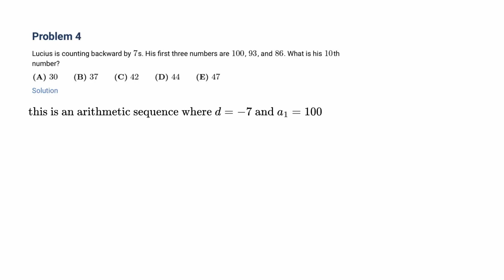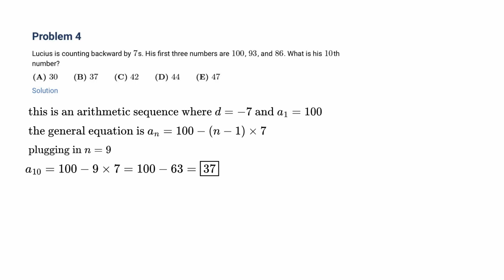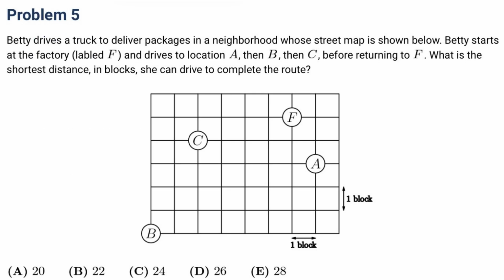For problem 4, the problem is Lucius is counting backward by 7s. His first 3 numbers are 100, 93, and 86. What is his 10th number? This is an arithmetic sequence where the common difference is -7, and the first term is 100. Using these, we can find the equation for the nth term. When you plug in n equals 9, we find that the answer is 100 minus 9 times 7, which is 37.